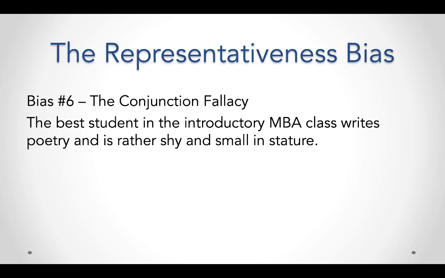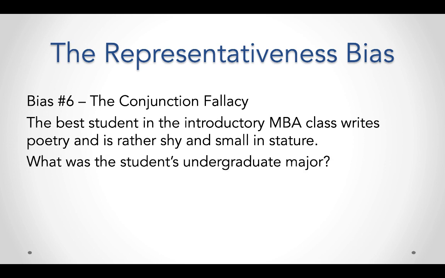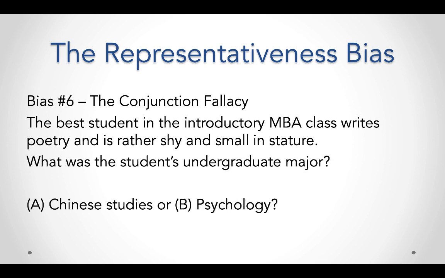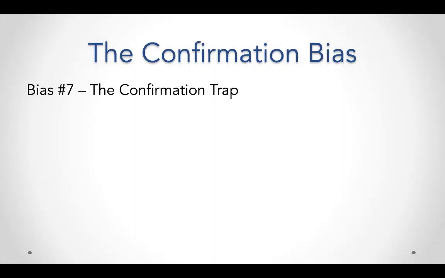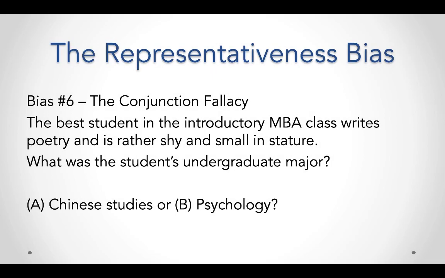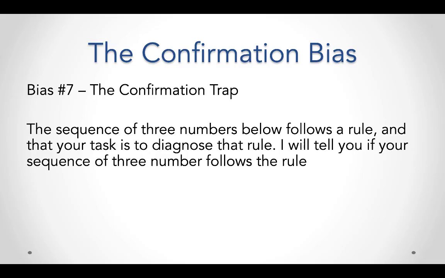The conjunction fallacy. The best student in the introductory MBA class writes poetry and is rather shy and small in stature. What was the student's undergraduate major? Chinese studies and psychology, right? So, what do you answer? Think about it for a second. We'll come back to it. But think about it. What is more likely? Chinese studies or psychology?